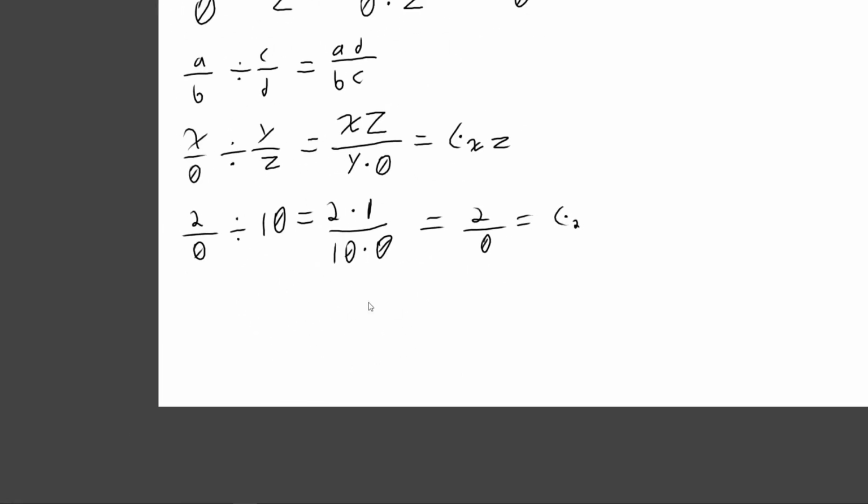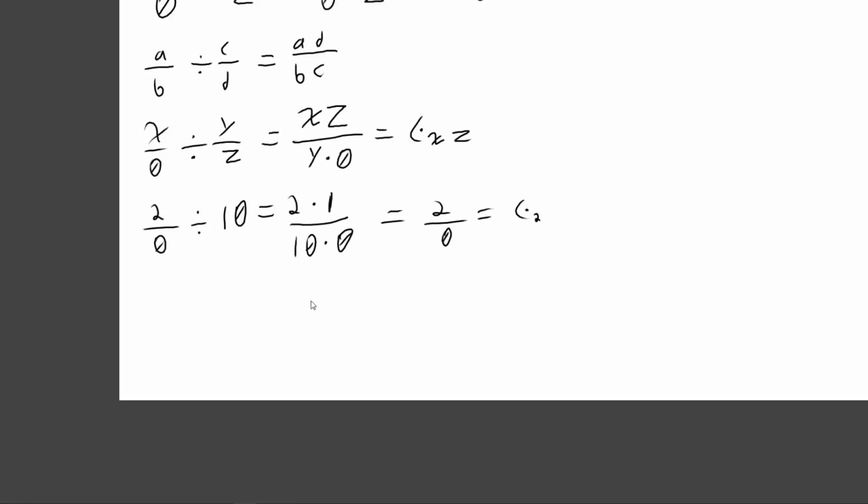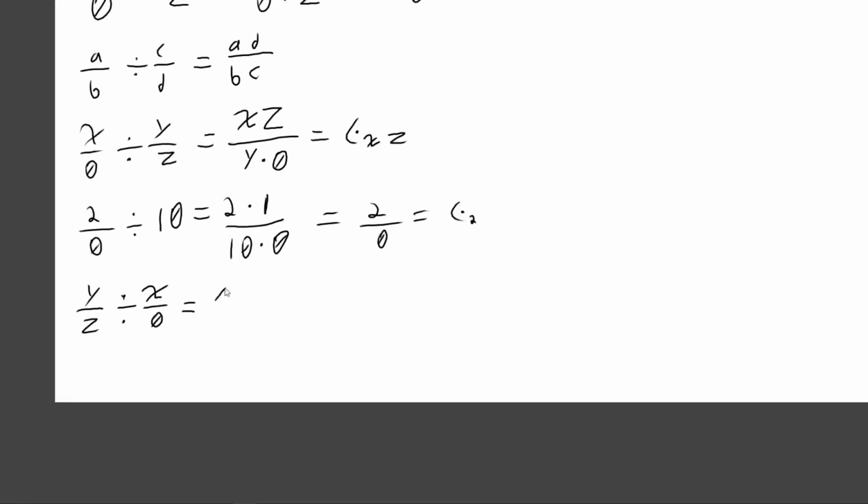Alright, so now we'll do it on the other side with the alternative. So we'll do y over z divided by x over 0. This is fairly simple. Y times 0 over top of x times z.